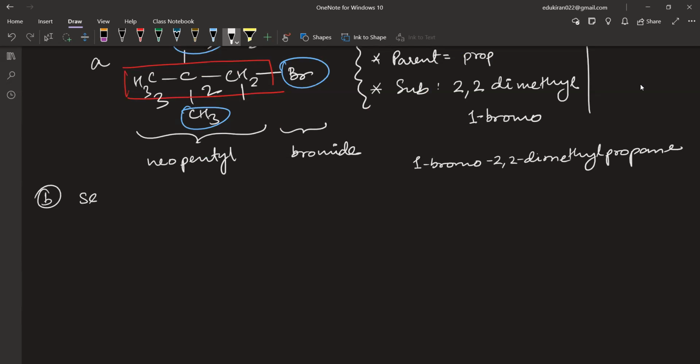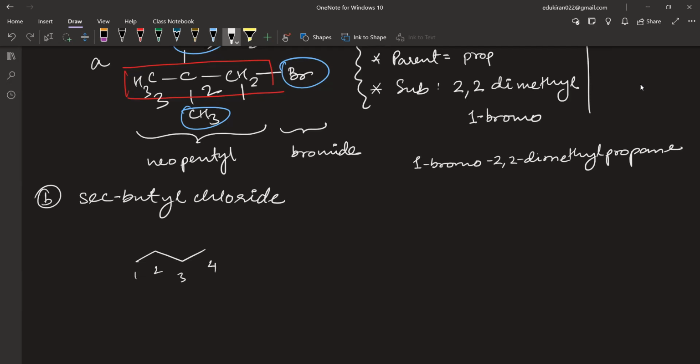Write the structure for sec butyl chloride. Okay, sec butyl chloride. So what did I say? What is the structure of butyl? Correct? Yes or no? Please tell me.